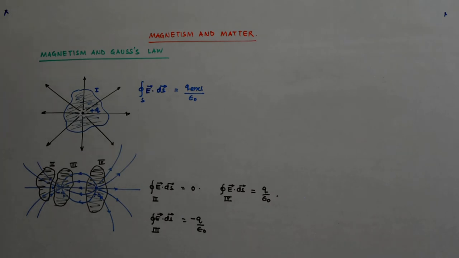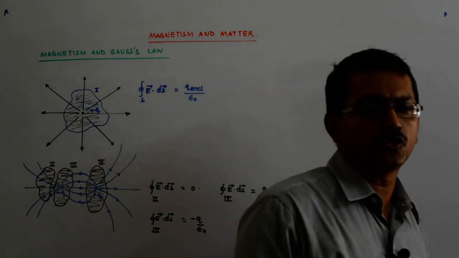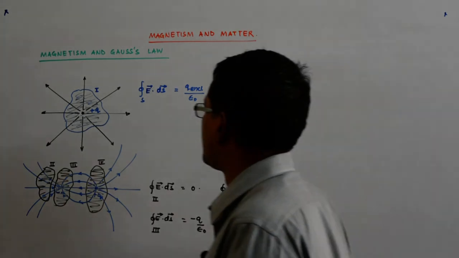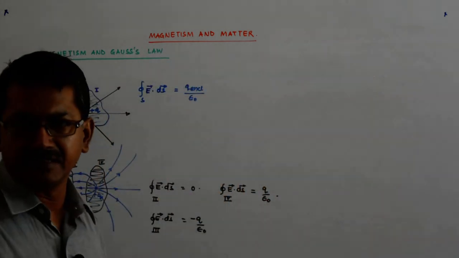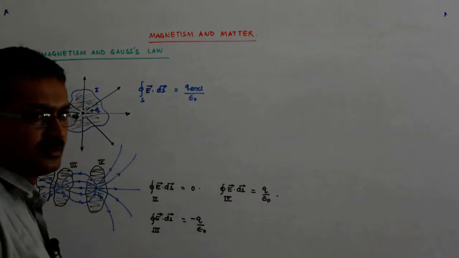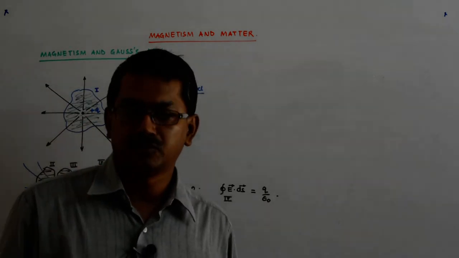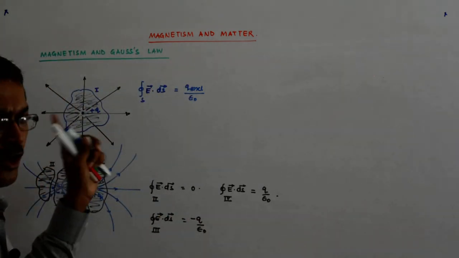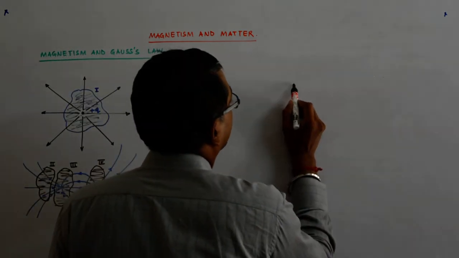Correct? Now the thing becomes radically different the moment you switch to a magnetic field. So what happens in a magnetic field? The first trouble with the magnetic field is this. You do not have magnetic monopoles. We do not have magnetic monopoles. So we have magnetic dipoles.